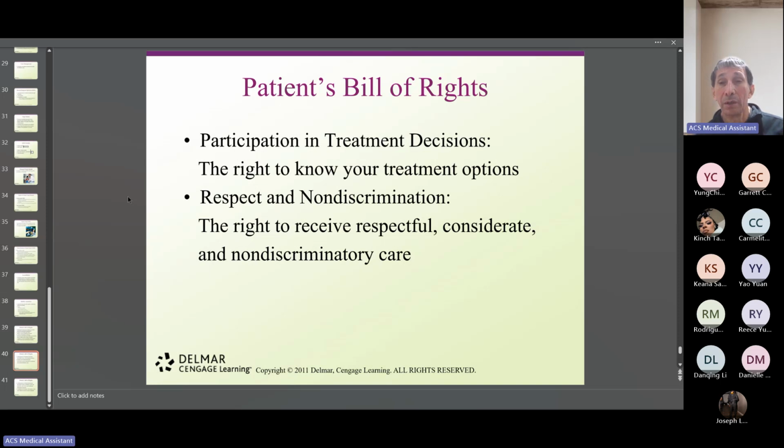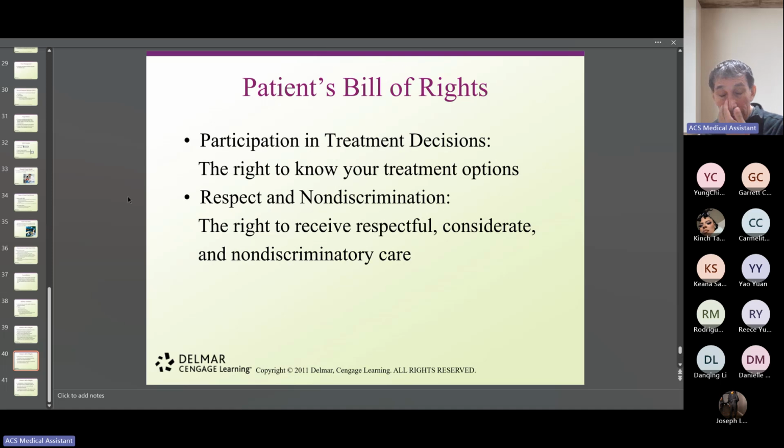Whatever relates to the patient's condition, we have to make the patient a participant, and sometimes the family members as well. So again, very important.